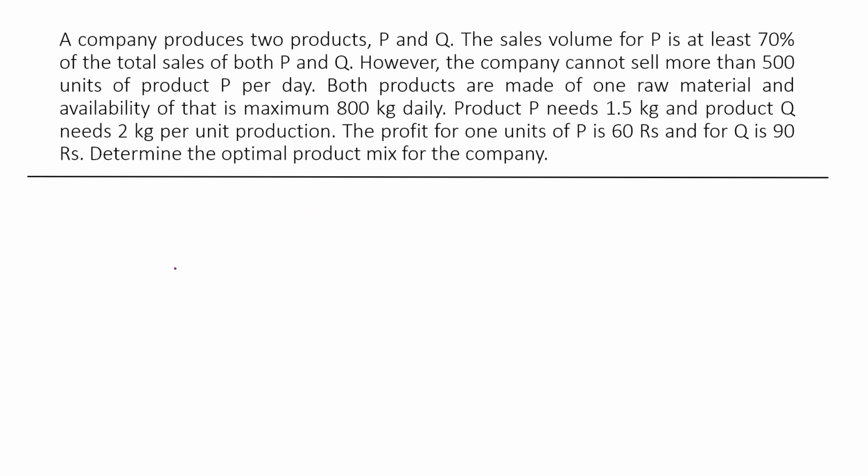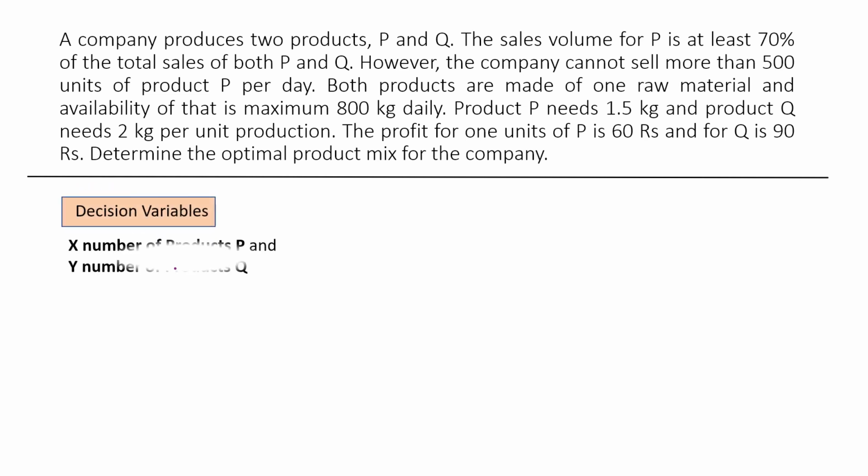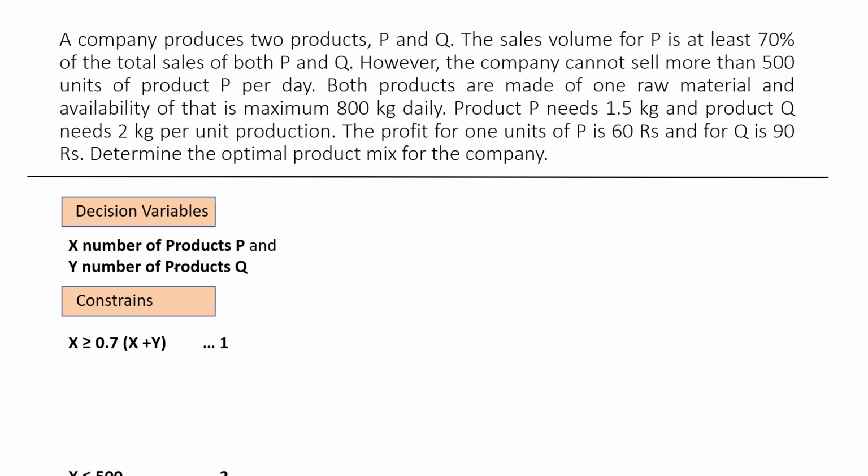So before going to the detailed discussion about the profit, let's summarize the things that we have already learned. We have started the question with the decision variables, and we have defined that X and Y would be the number of products of P and Q respectively. Then we have considered the constraints: the first constraint is of the total cells, the second constraint is of the maximum number of P product that we can produce, and the third constraint is related to the raw material.